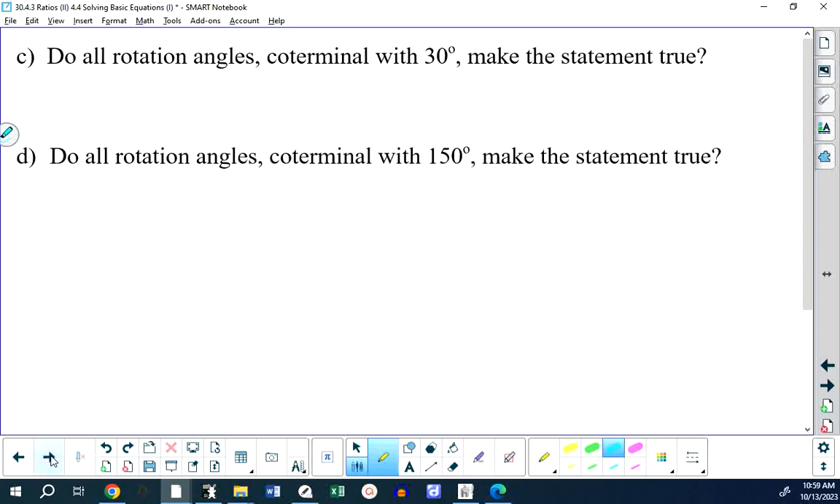Do all rotation angles coterminal with 30 make the statement true? Well, this is just what we were getting at. Alex said 390 makes it true. And by definition, if it's a coterminal angle with 30 degrees, it's the same location on the unit circle, so it's the same y-coordinate of a half. Will every coterminal angle with 150 make it true? Yes, for the same reason. Coterminal means same termination point. So the answer to this is yeah.